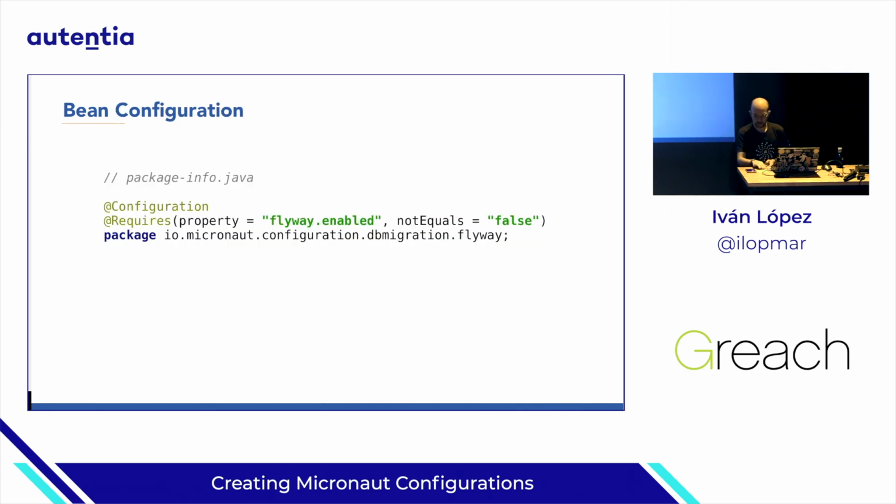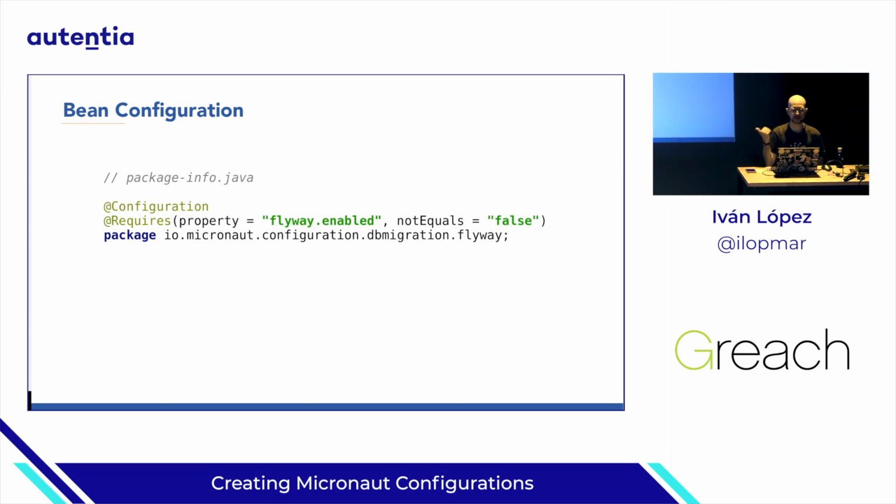Okay, bean configuration. A bean at configuration is a group of multiple bean definitions inside of a package. So with this at configuration annotation, you probably want to apply it at package level to tell Micronaut that all the beans defined in that package are a logical group. So you usually put this in the package info file.